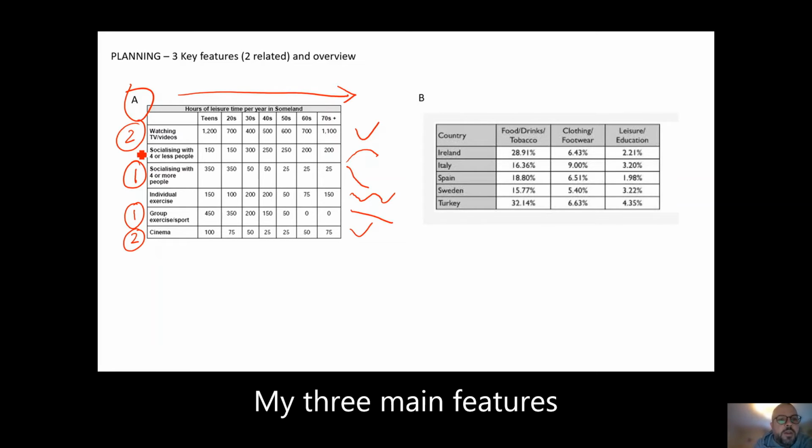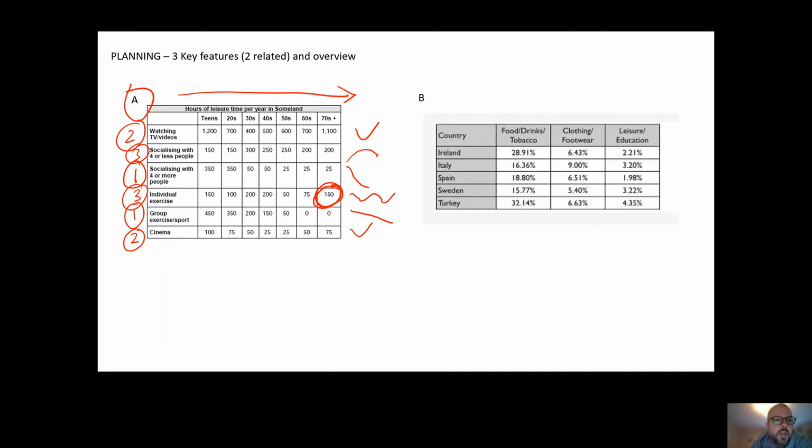And then my final category is going to be things which become more popular in middle years and then fall in popularity afterwards. And obviously, the fact that individual exercise becomes more popular later in life, I will mention, but I can still group that together because it follows a similar trend to socializing with 4 or less people. So those are my 3 key features. Now, which 2 should be more closely related to each other? For me, the most obvious independent feature is independent feature 1, right?